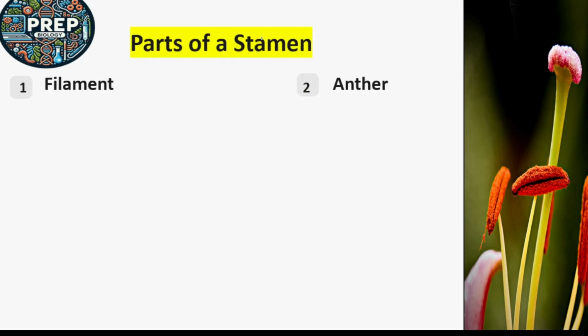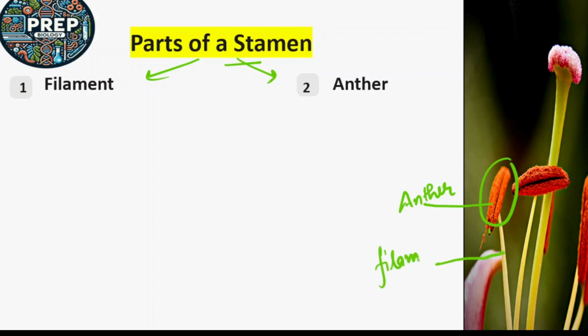We know that there are two parts of the stamen. Stamen is the male reproductive part. Stamen contains filament and anther. As you can see here, this is the anther part and this is the filament part. This we have covered in the previous lecture. So today we will elaborately study the structure of the stamen and the section of the anther.